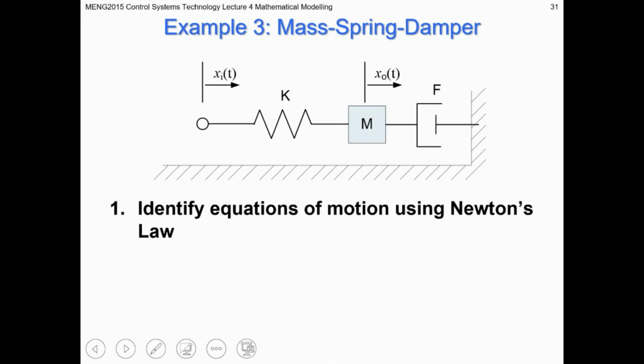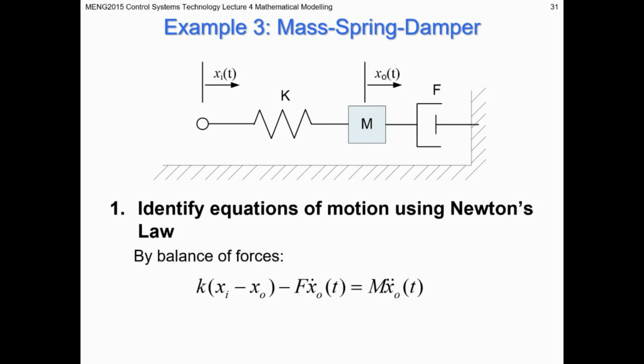The first thing we have to do when we're modeling, like we did with the other systems, that was the RC circuit and the DC motor, is identify the equations of motion using Newton's law. Right, so what laws do we have here that we could use? By balance of forces, we can say that the acceleration of our mass is equal to the forces acting upon it.